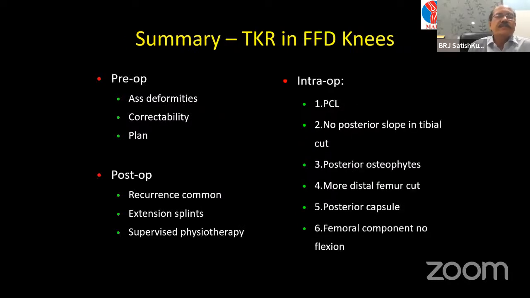And in FFD knees, you have to understand that post-op recurrence is common, and splinting is mandatory and supervised therapy is mandatory. So at the end of 2 months, if the patient is walking straight upright with no FFD at the hip and the knee, then you can discard the splint. So these are the releases we have to do in case of flexion deformity of the knees.